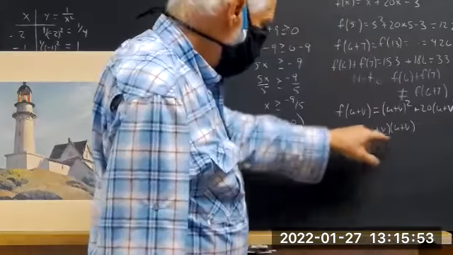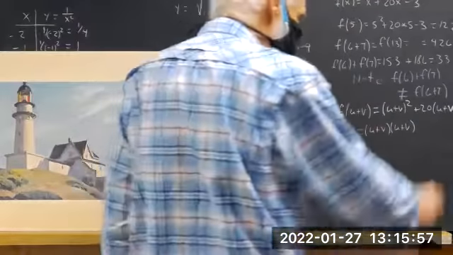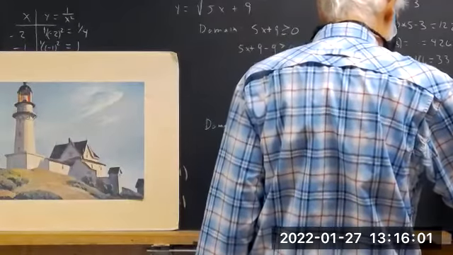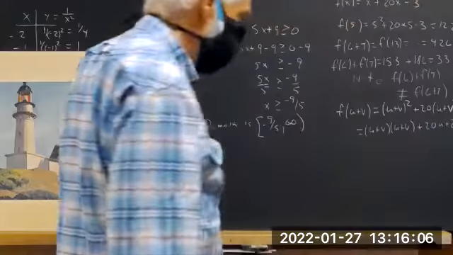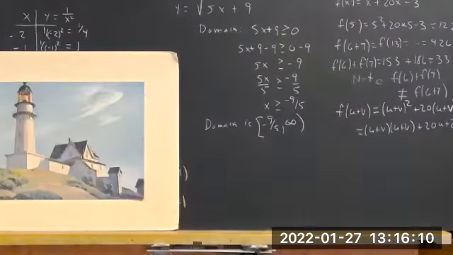u plus v quantity squared is u plus v times u plus v, right? Now 20 times the quantity u plus v is 20 times u plus 20 times v. And of course, you got your minus 3. Everybody with me so far?